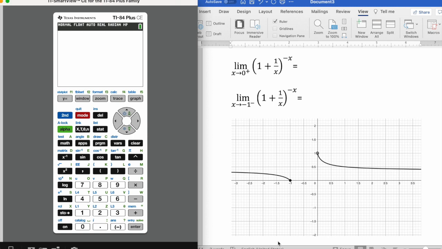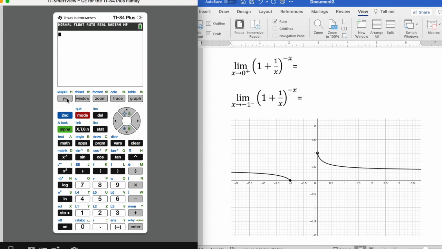Now, looking at the graph, you can see as we're coming from the left, approaching negative 1, the value of the function there does exist, and the value of the limit would be 0. As we get closer and closer to negative 1 coming from the left, we're approaching 0 for the y value. So now let's go ahead and look at how to do this numerically on the calculator using our tables.